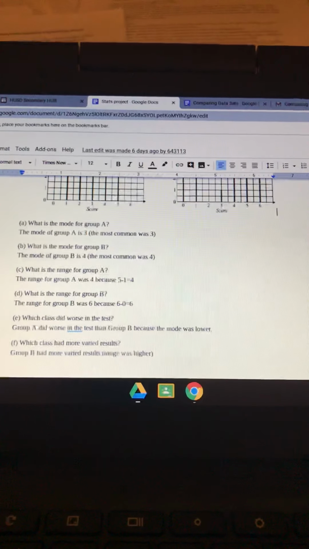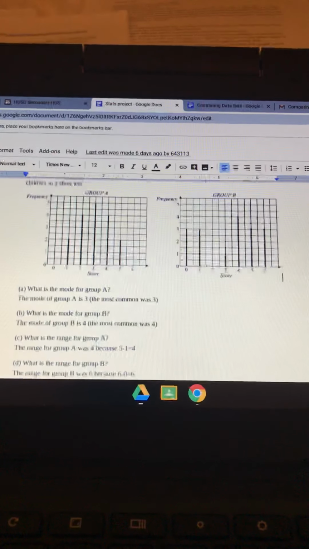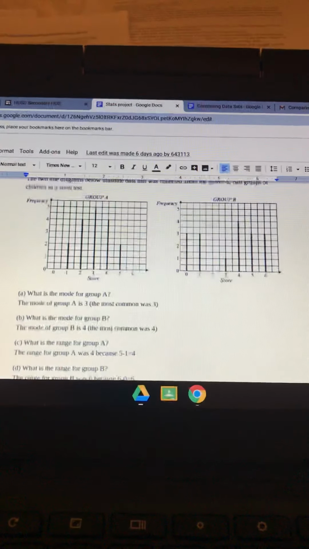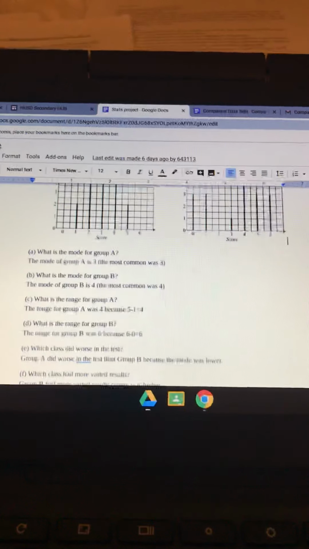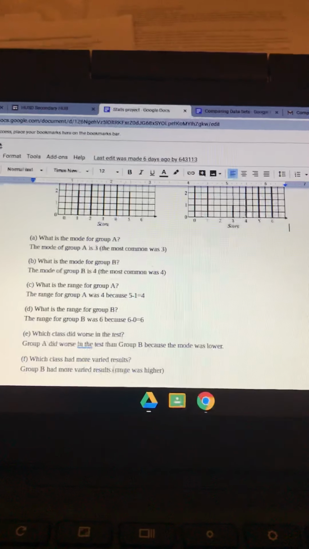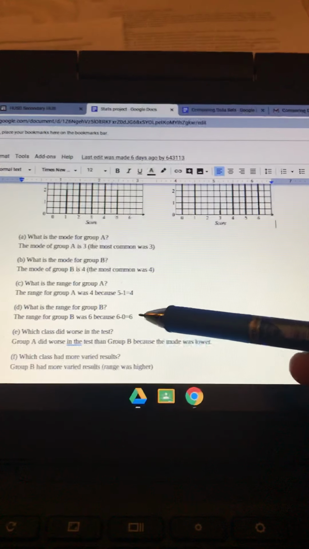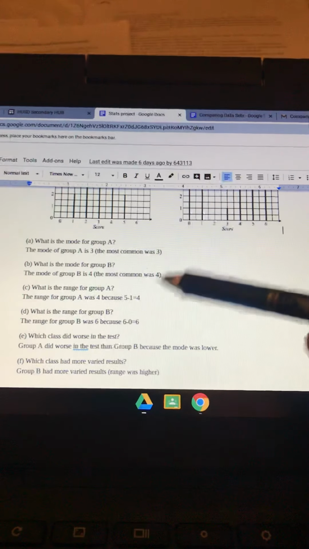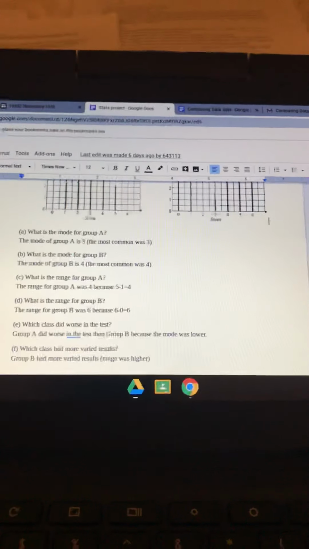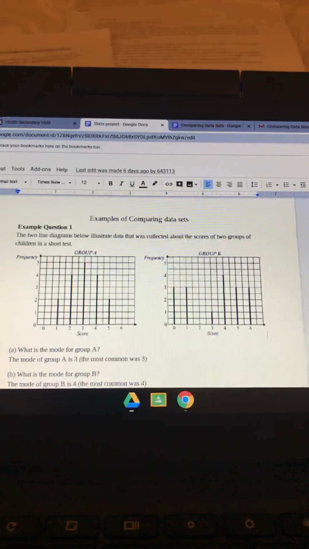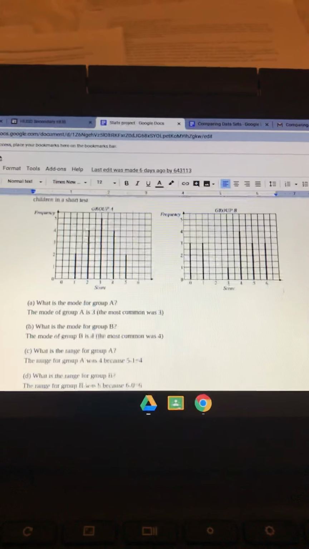Which class has more varied results? Group B has more variability, so group B has the most varied results because their range is higher. We can go back here, their range is 6 compared to 4 for group A. And that is example 1, and that is how you compare data sets using range, mode, and medians.